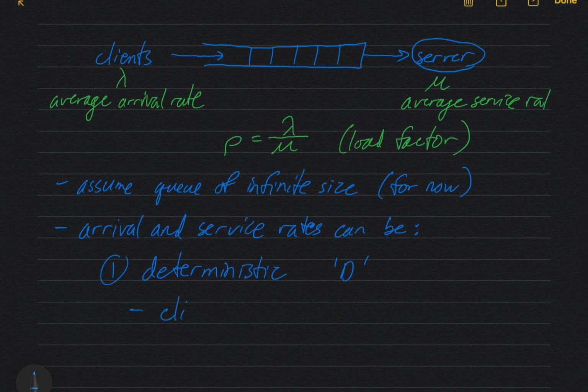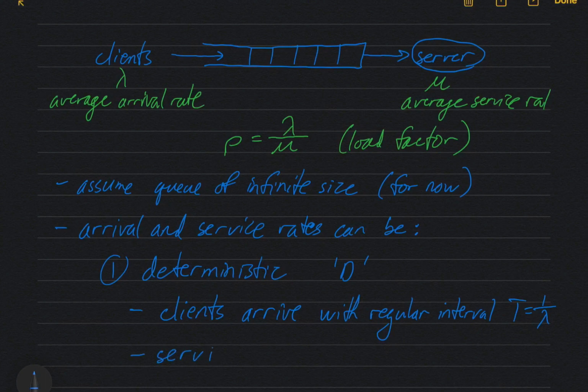So clients arrive with regular interval t equals 1 over lambda. They're nice and predictable, and that's going to be easier to model. And if it's a server we're talking about, the service time is going to be 1 over mu. Okay, next page.